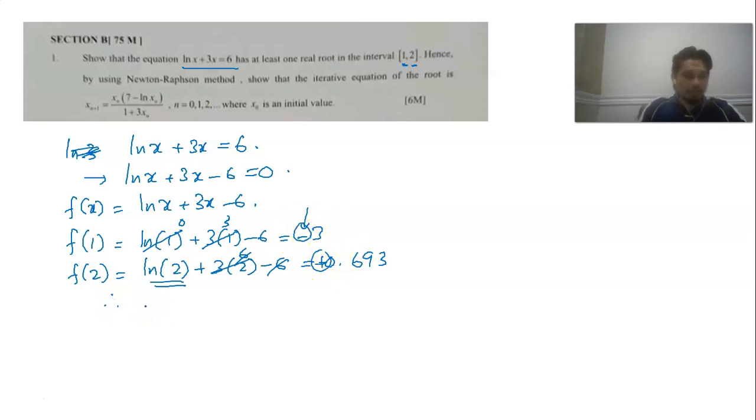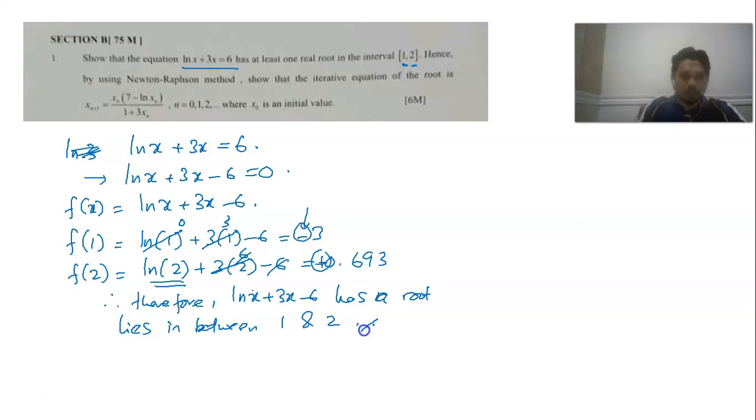So we come up with the conclusion: negative to positive. Therefore, the function natural log of x plus 3x minus 6 has a root lying between 1 and 2, in the interval of 1 and 2. So you may just write out the concluding statement on your own.